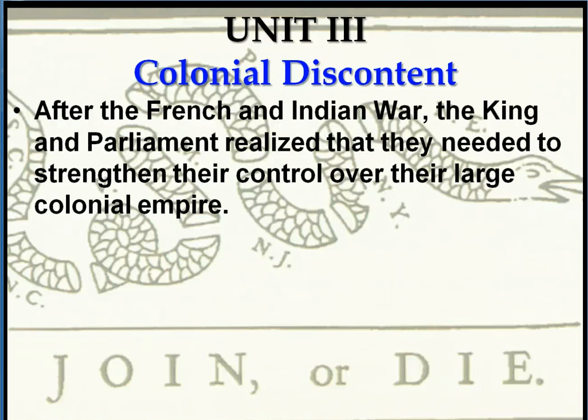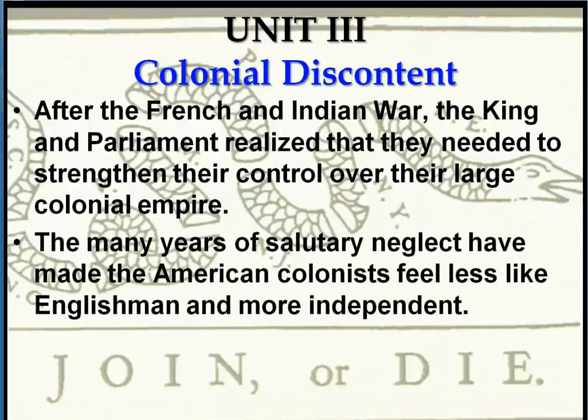After the French and Indian War, the King and Parliament realized that they needed to strengthen the control that they had over their colonial empire. What they realized is that through the many years of salutary neglect, most of the colonists in America feel like they are not Englishmen anymore and are becoming more and more independent and autonomous in their nature, and therefore the English need to respond to that if they're truly going to control a colony that's 3,000 miles away.